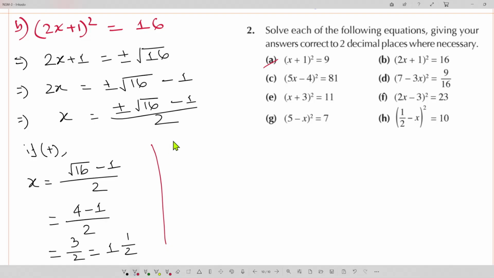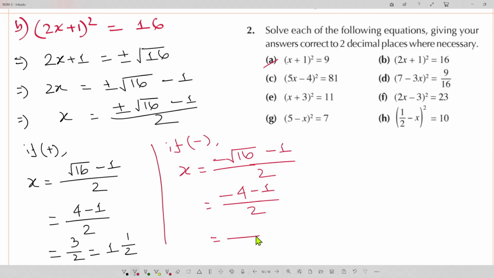If negative, in this case x equals (minus root 16 minus 1) divided by 2. Then minus root 16 means minus 4, minus 1, divided by 2. Then minus 4 and minus 1 will be minus 5, over 2. So it's an improper fraction. We can write minus 2 and 1 by 2. Very simple, right? So number B is done.